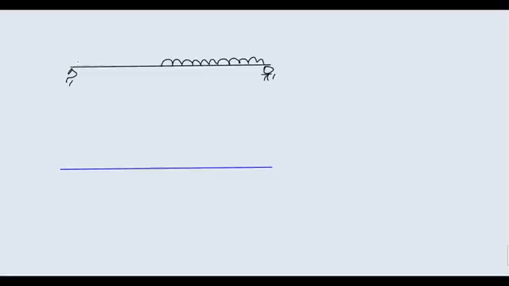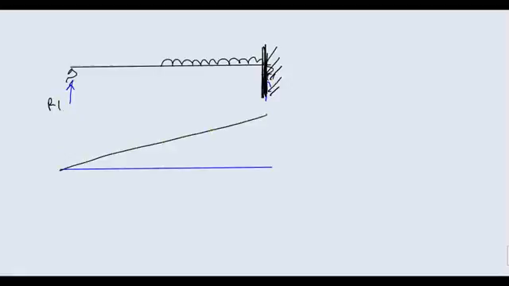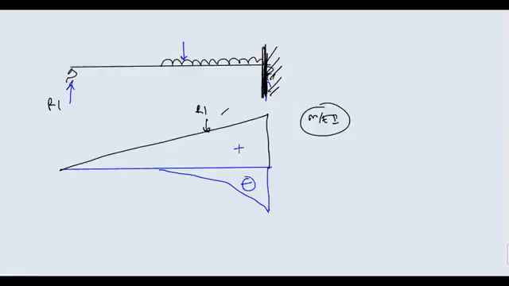Look here. You will have some reaction here and some reaction here. What you do, you forget about this support and you fix it. Now draw the bending moment diagram for this force R1. I am drawing. R1 will look something like this. This is the bending moment or M by EI diagram due to R1. Similarly, you can draw the M by EI diagram due to this UDL. It will be parabolic and it will look something like this.